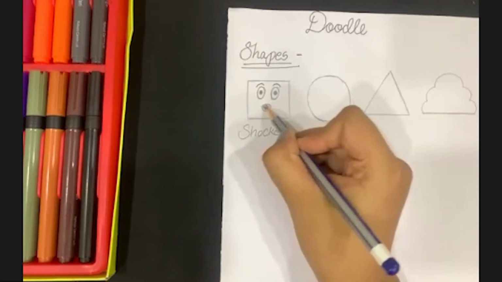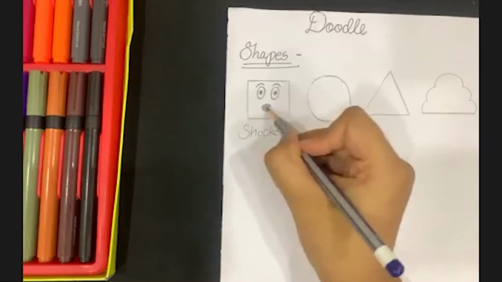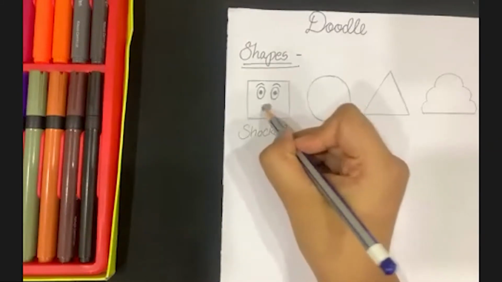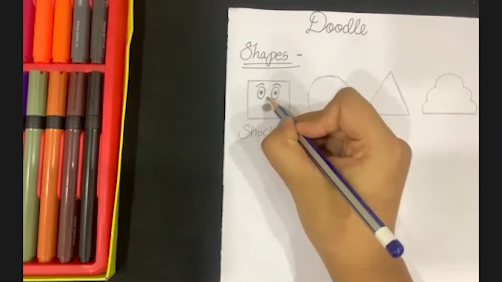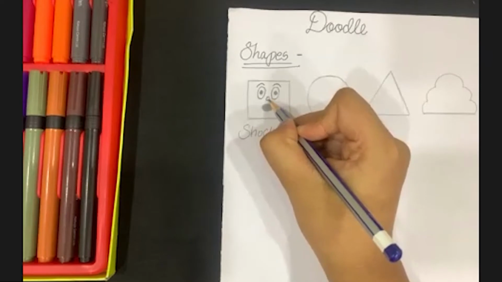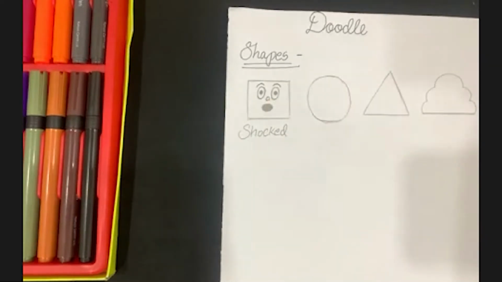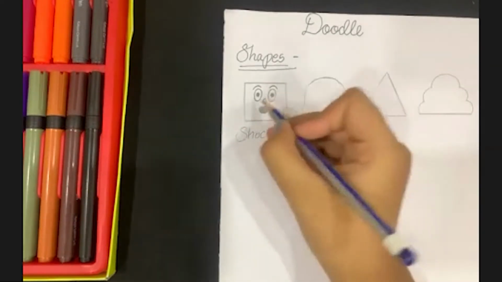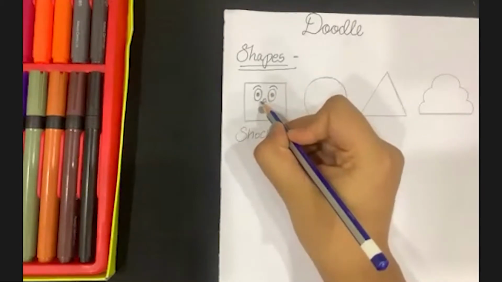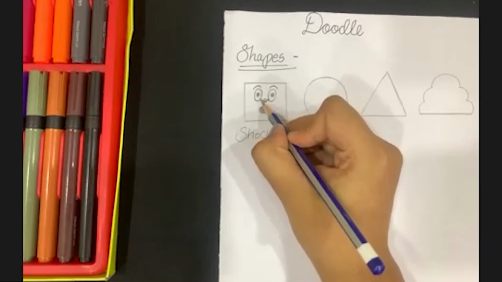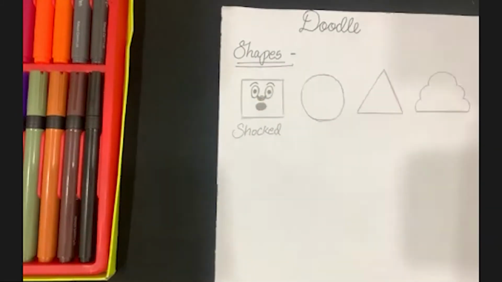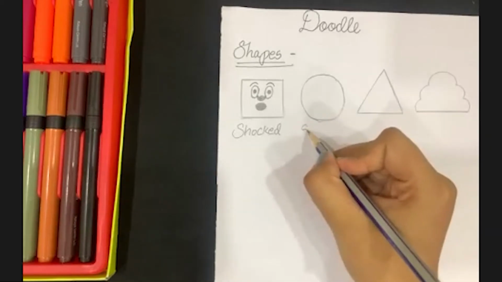And then I'm just going to fill that. And here I'm going to draw a small triangle shape, okay? Or what you can do is you can join this triangle shape. Like this. You can go on like this. And now the next I'm going to do is sleepy face.